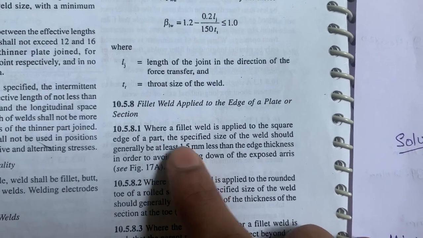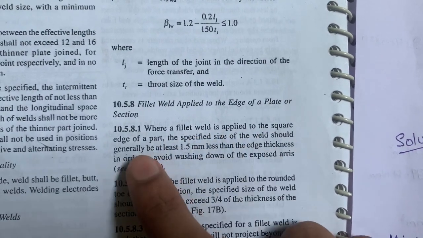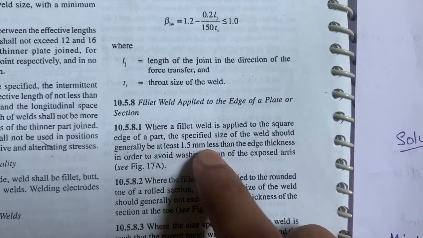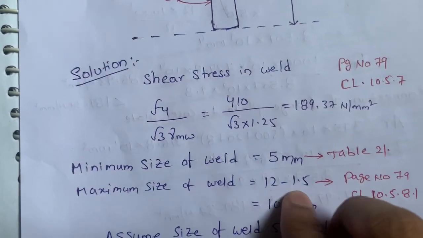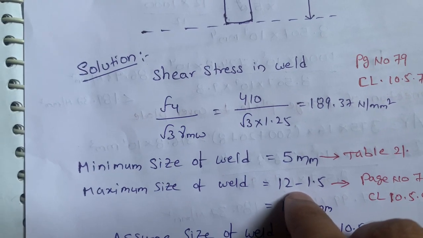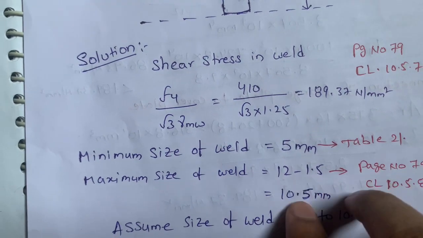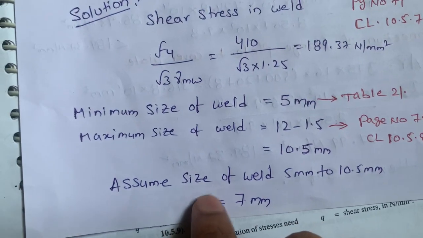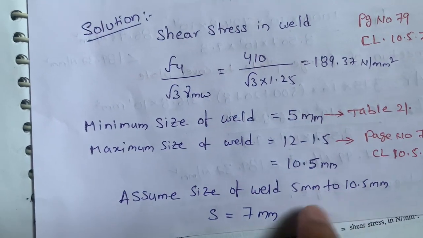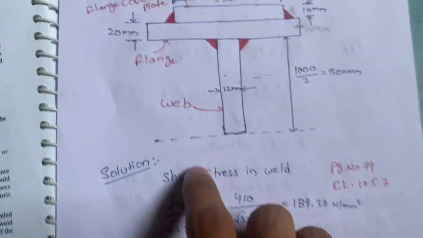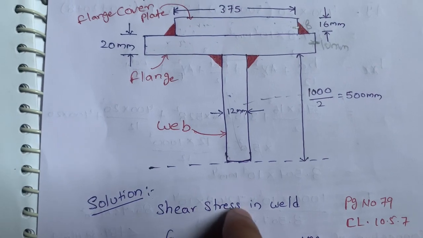The code specifies that where a fillet weld is applied to the square edge of the part, the specified size of the weld should generally be at least 1.5 mm less than the edge thickness. So the thickness is 12 mm, and the code says we need to take 1.5 less, that means subtract 1.5. I got 10.5. So now we need to assume the size of the weld between 5 mm and 10.5 mm. I assume 7 mm. After that, we found the shear stress in the weld.